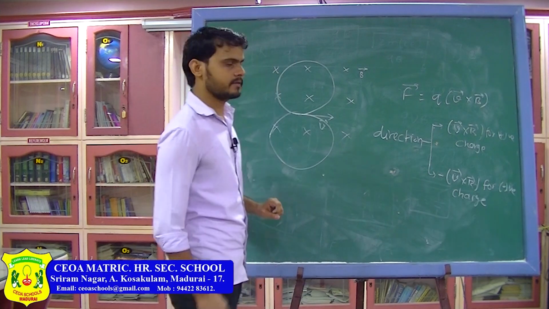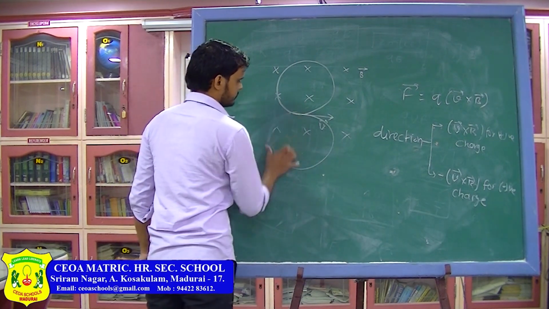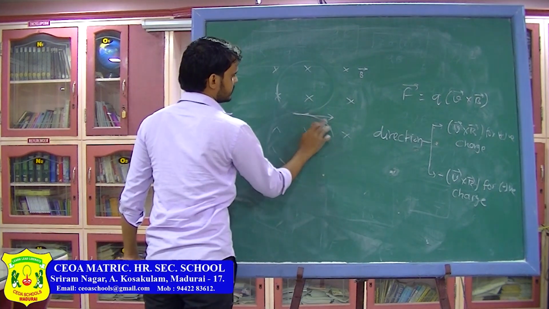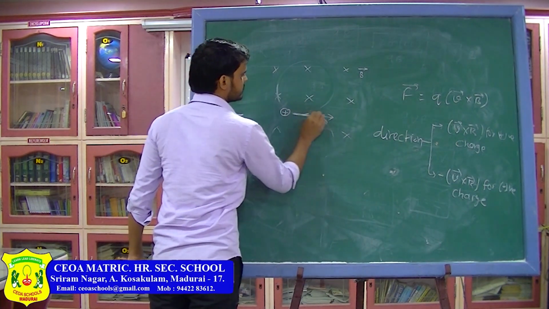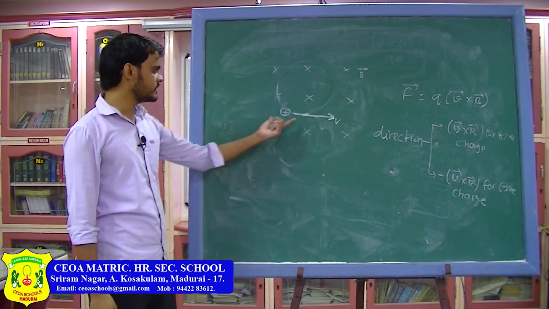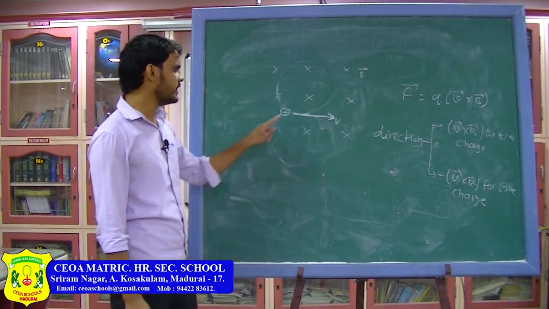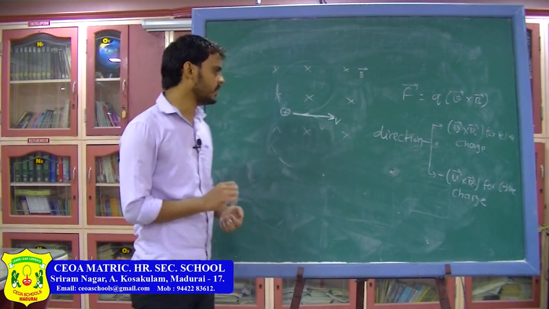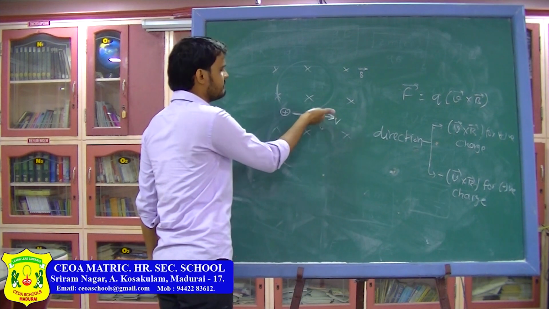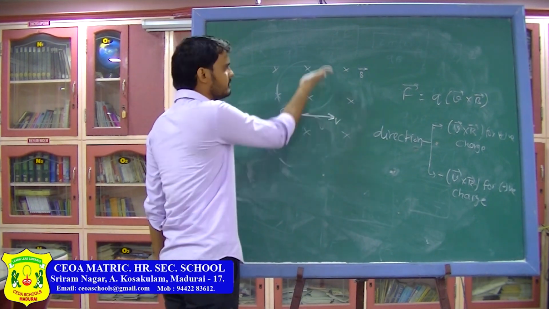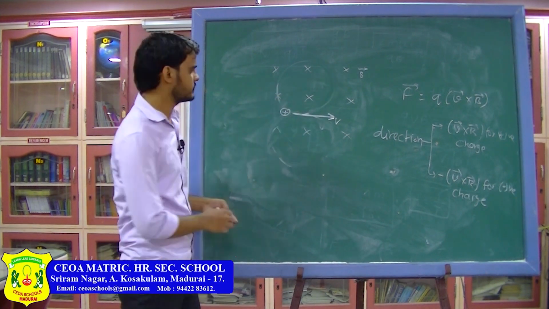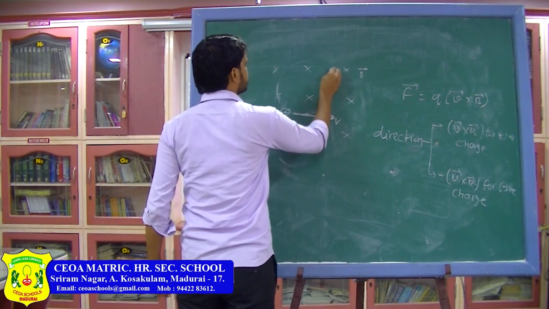Now we will understand this here. Suppose the charge is positive. If the charge is positive and it is moving in this direction with velocity v, the force on this positive charge will be given by the direction of v cross b. So I can do v cross b: thumb in the direction of velocity, fingers in the direction of magnetic field, and the palm will give me the direction of the force. So the force on this particle will act like this, and the particle will undergo a circular motion like this.